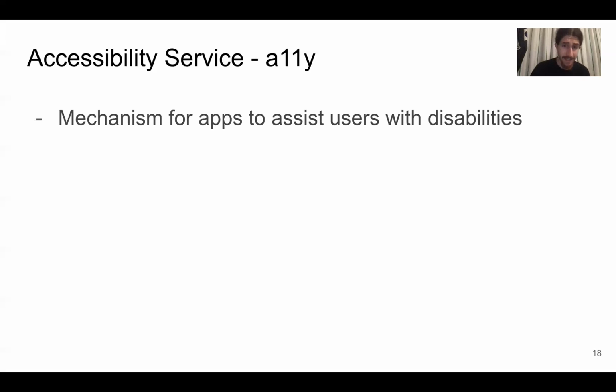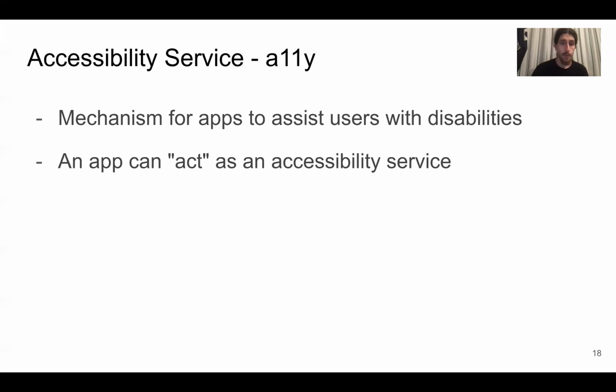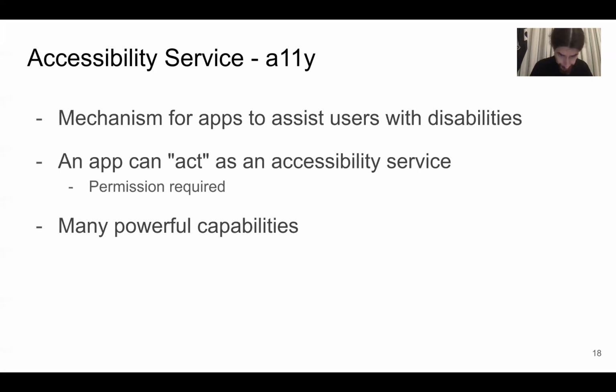So accessibility service, or A11Y, is basically a mechanism for apps to assist users with disabilities. Okay. What does it mean in practice? Well, an app can act as an accessibility service. I'm going to show later how you can do it, but an app basically can say to the system, I would like to be an accessibility service. Okay. And you need to go through some permission request.